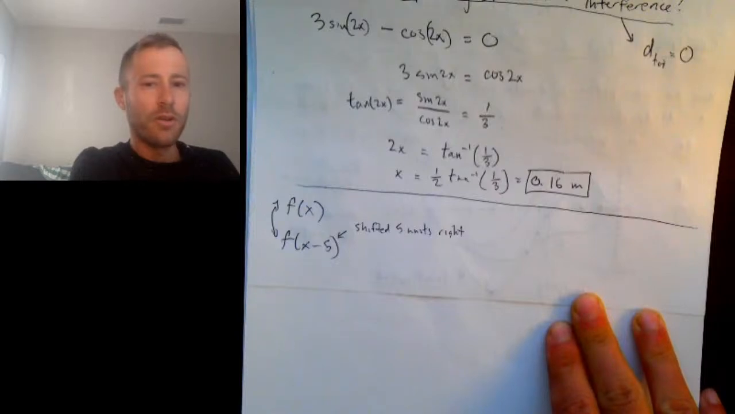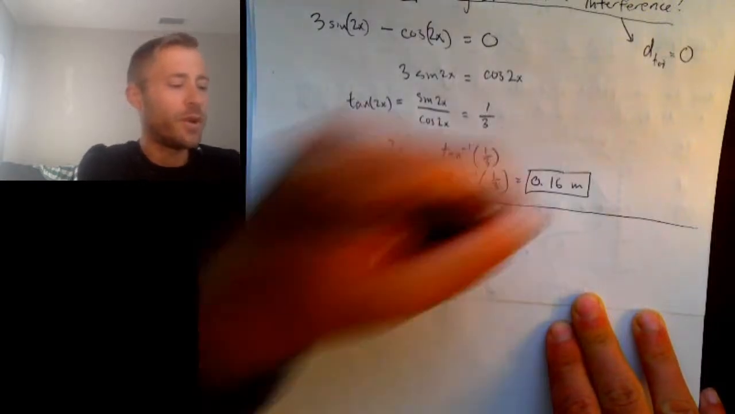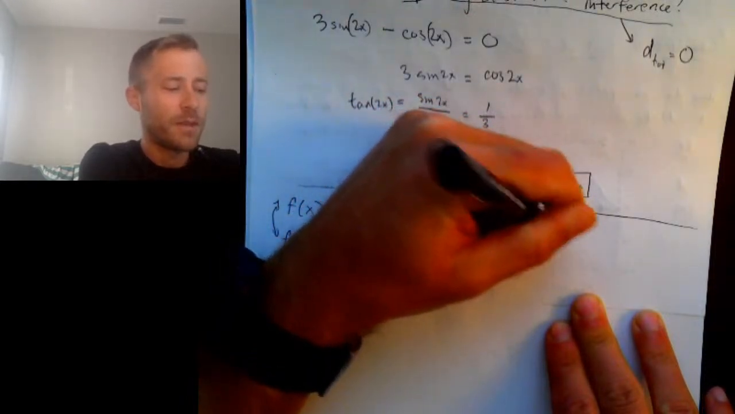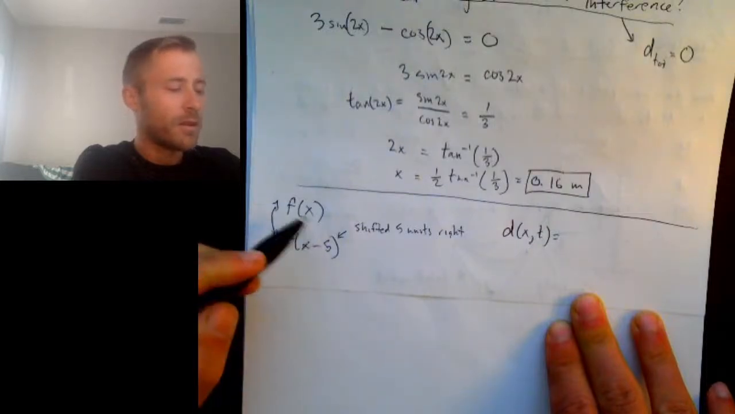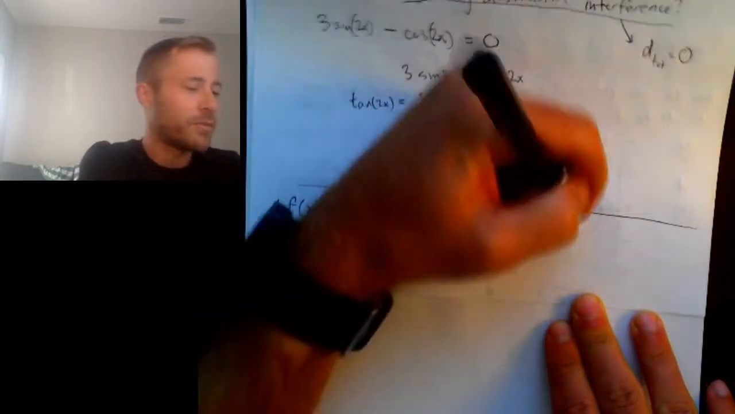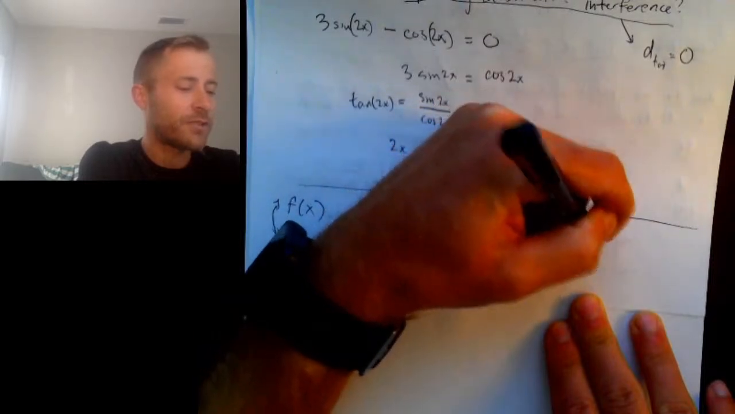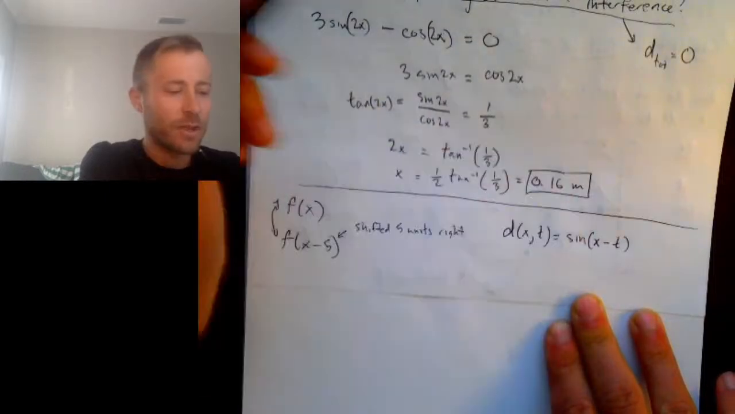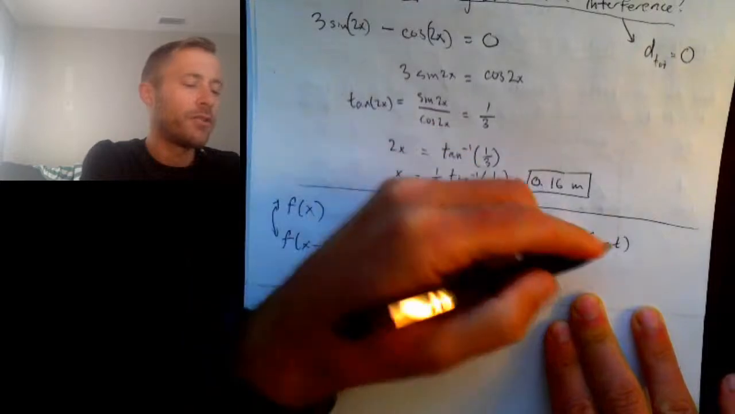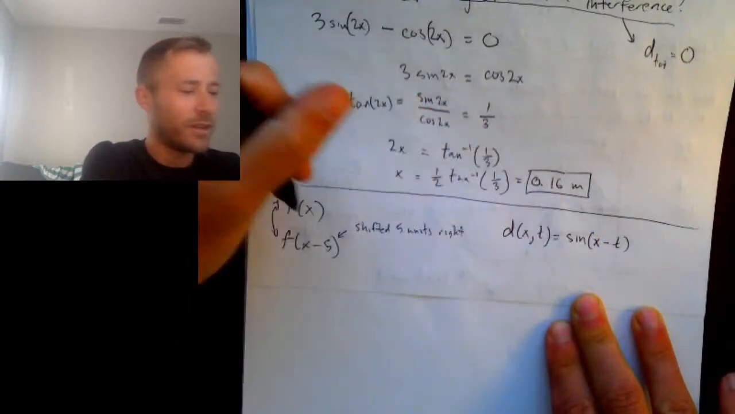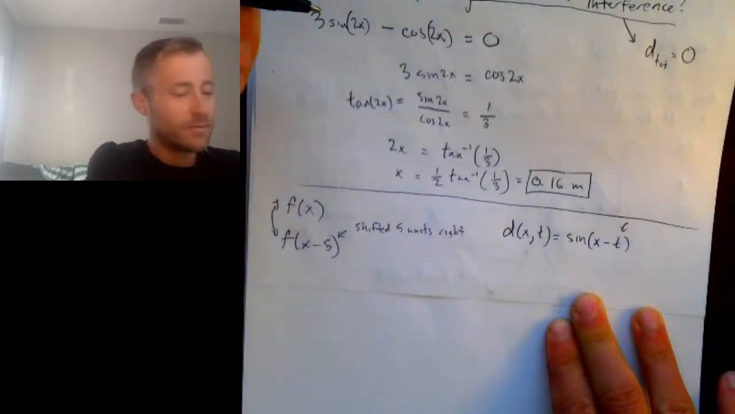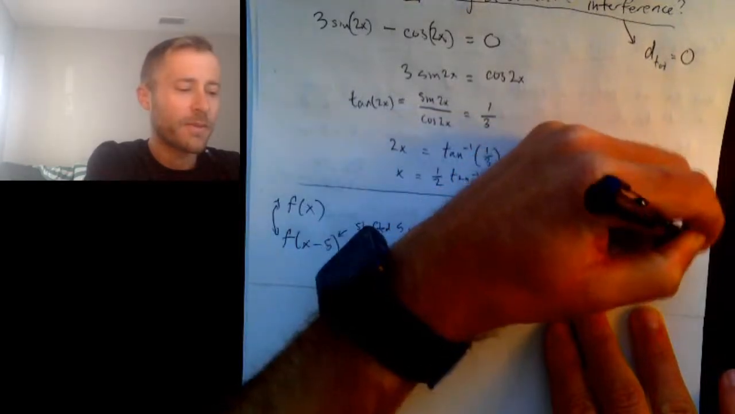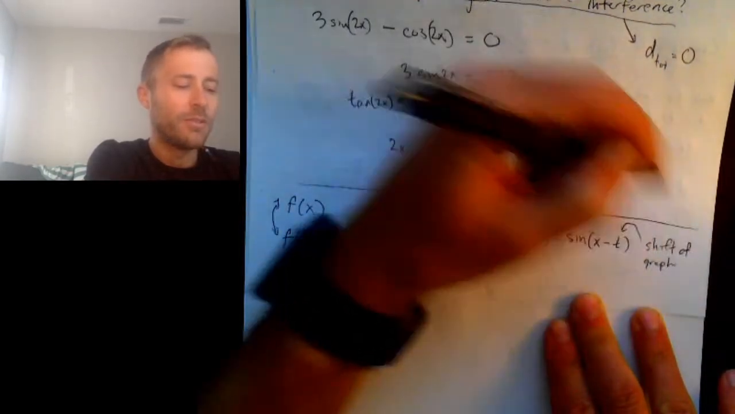So oftentimes what happens is if you have a displacement of a wave as a function of position and time, you might have it look like this. It might be sine of x minus t. Sine of x minus t. And so what we can see here is t is the shift. So the shift of the graph depends on time.